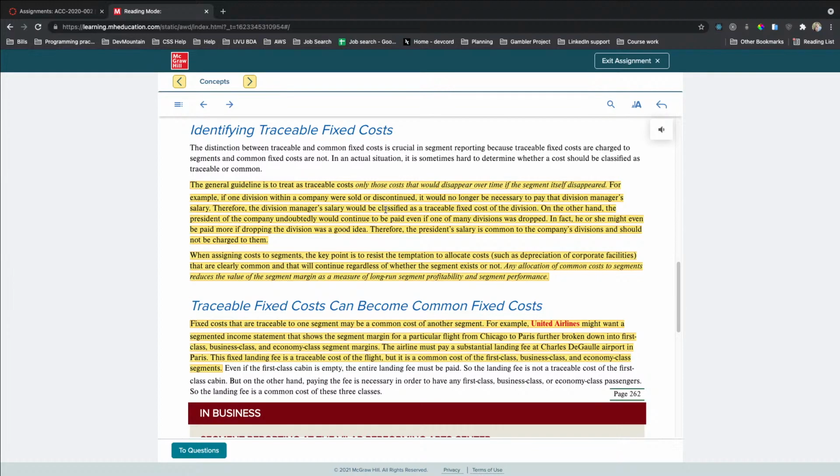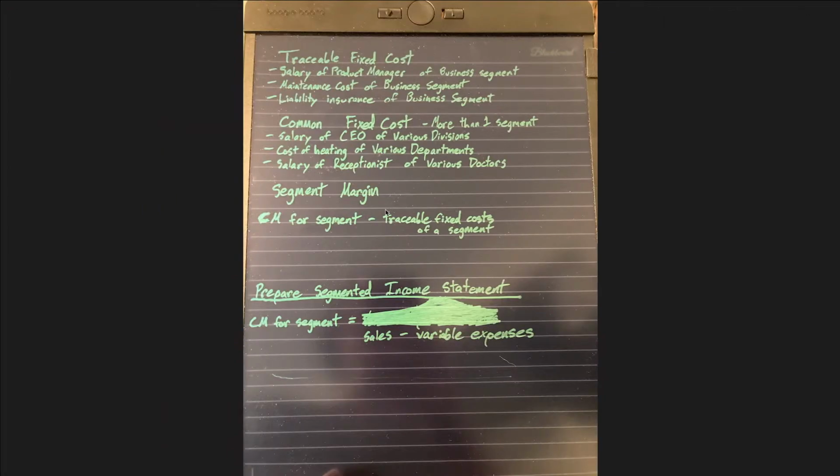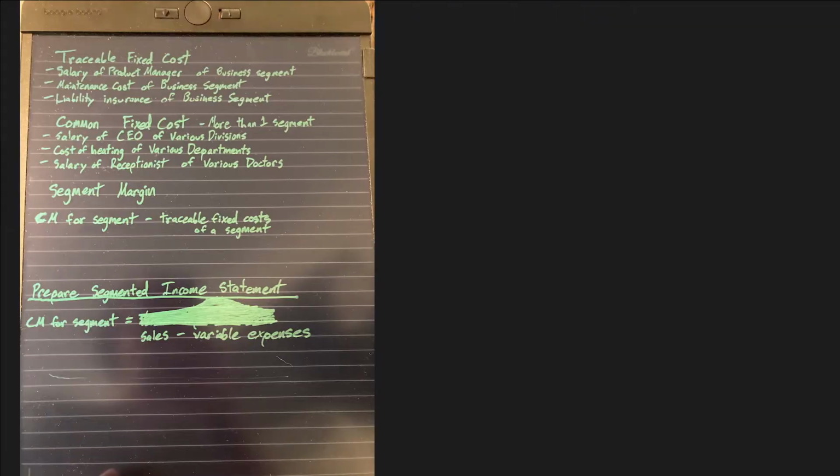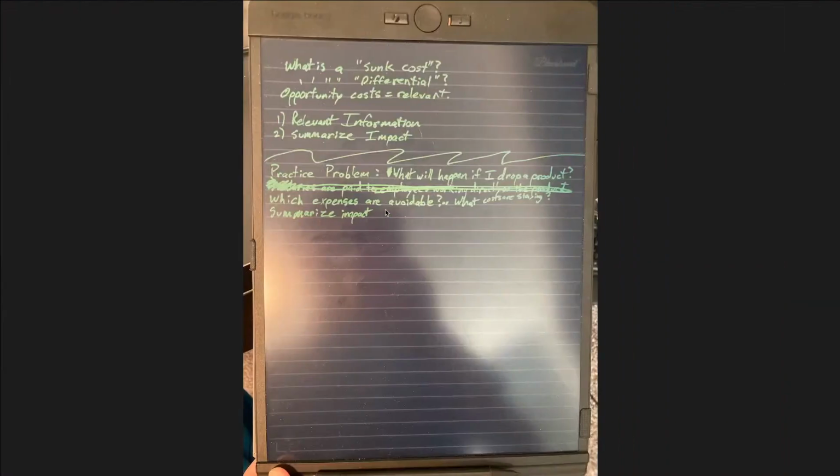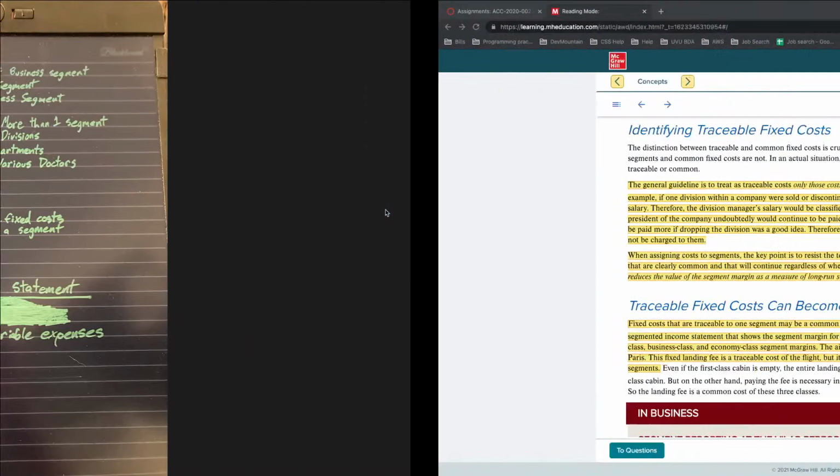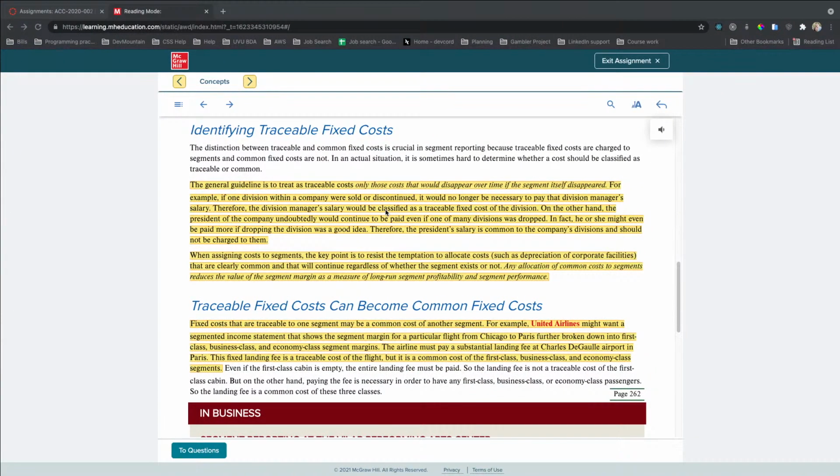Identifying traceable fixed costs. Okay. So traceable fixed costs are like a single segment. The distinction between traceable and common fixed costs is crucial in segment reporting because traceable fixed costs are charged to segments and common fixed costs are not. Oh, yeah, that makes sense.